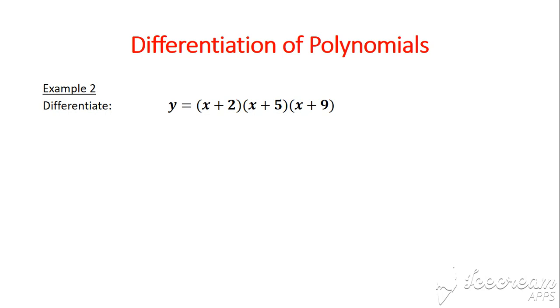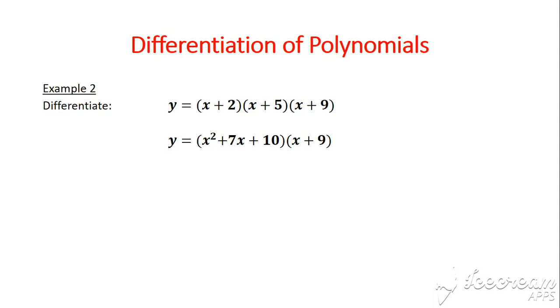Right, let's try our second example. Let's differentiate this function, and you can see it's 3 brackets being times together: x plus 2 times x plus 5 times x plus 9. Hopefully you've covered the algebra standard before, but if you haven't, we're going to quickly show you how to expand 3 brackets again. We take the first 2 brackets like we did in the last example, and we multiply them out to get x squared plus 7x plus 10. And we leave the third bracket alone for now.